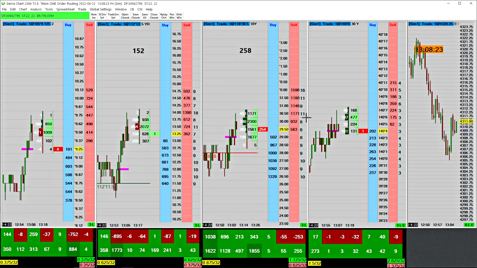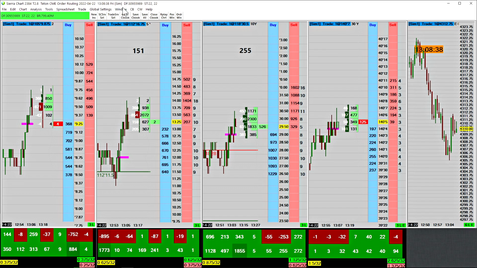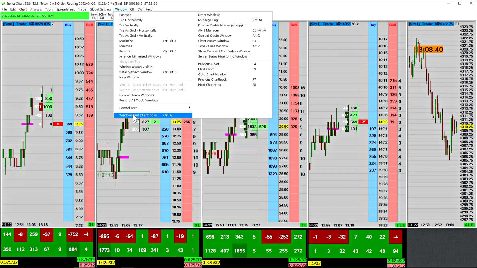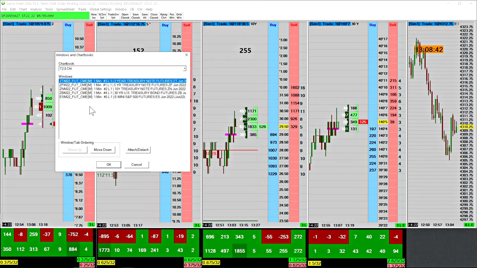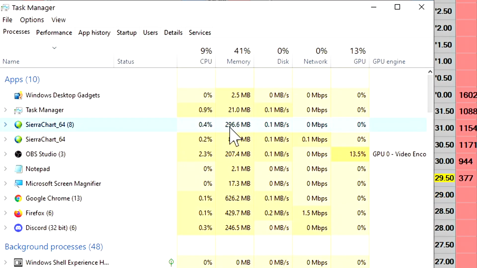So if you watched our other video, Sierra Chart, how to optimize it, we said how it's very important to keep your more complicated and longer dated charts in another instance of the software entirely. This instance is only for trading, and if I go up to window and then windows and chart books, you can see there's only 5 charts here, and these charts are very minimal. This is the one with the trading DOMs in it, and this is the one with my charts in it.